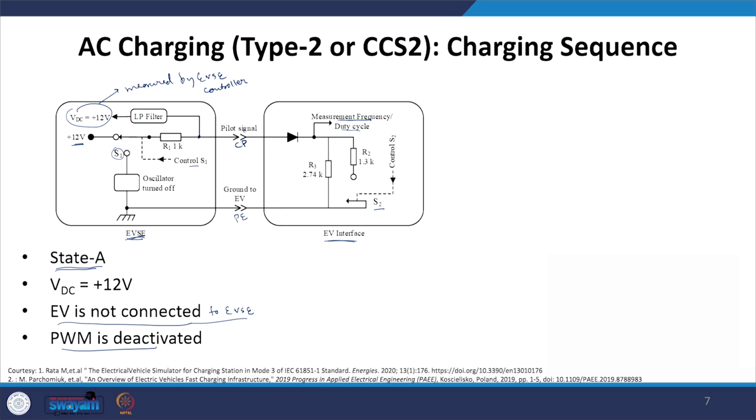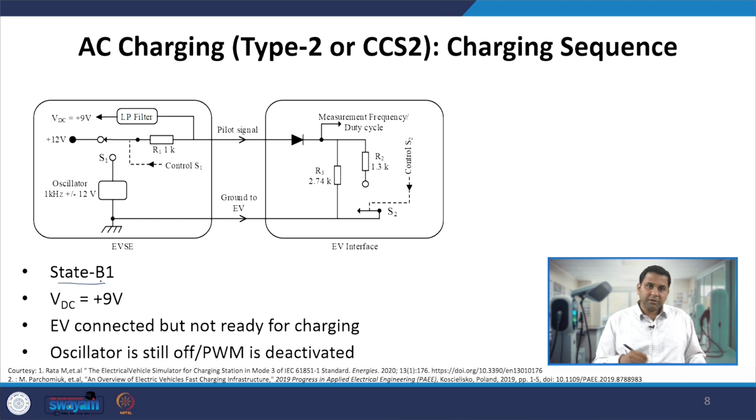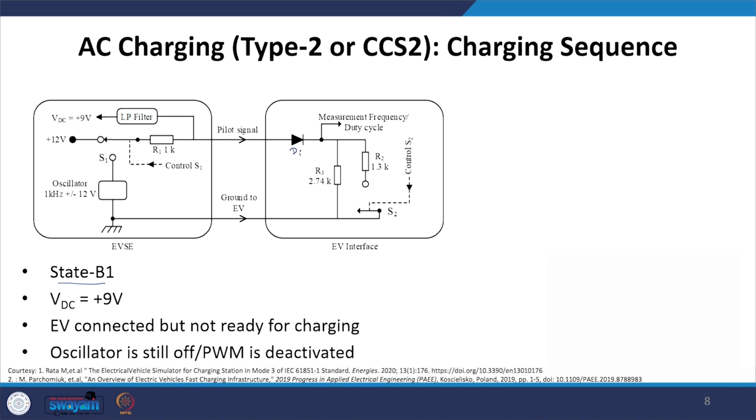Then the next state comes when the charger plug gets plugged into the EV. The moment the charger plug gets plugged into the EV, the vehicle enters state B1. This is state B1. In state B1, this diode is diode D1. If you look very carefully at this circuit, which goes from here to here.